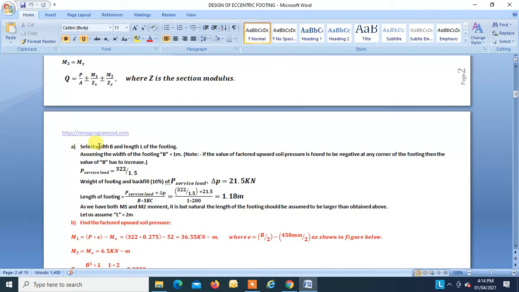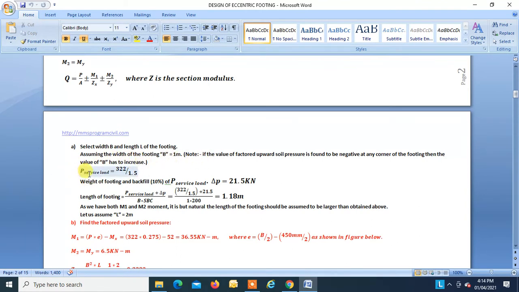First step is to select the width b and length l of the footing, assuming the width of the footing b is equal to 1 meter. Note that if the value of the factored upward soil pressure is found to be negative at any corner of the footing, then the value of b has to be increased. We'll see this later as we proceed.